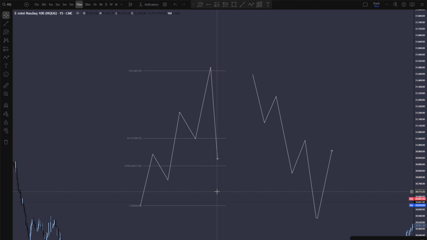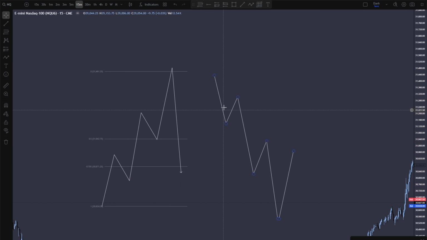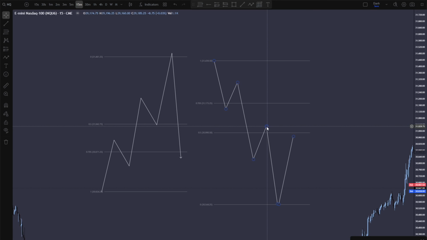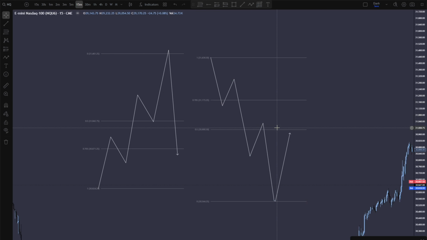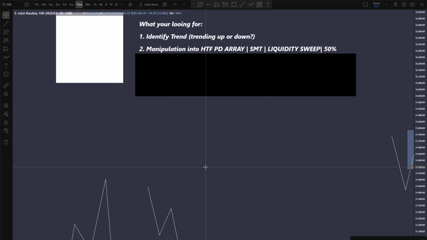So that's the PD array, premium discount, basically, right? If we're in an uptrend, the bottom 50%, right? This bottom half is going to be your discount, and you're looking to buy down here if we're in an uptrend, okay? So we want price to manipulate down here before continuing higher. And then same thing with the downtrend, right? Are we manipulating above 50% into premium to then short? All right, so that is basically equilibrium, right?